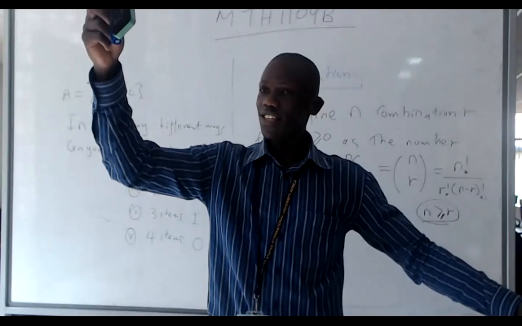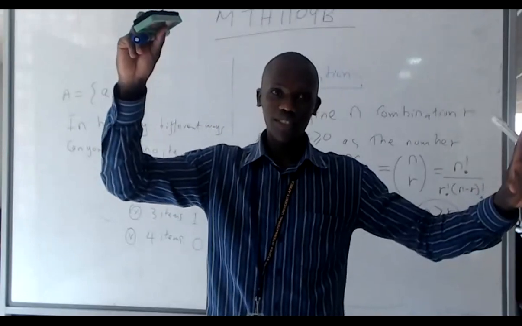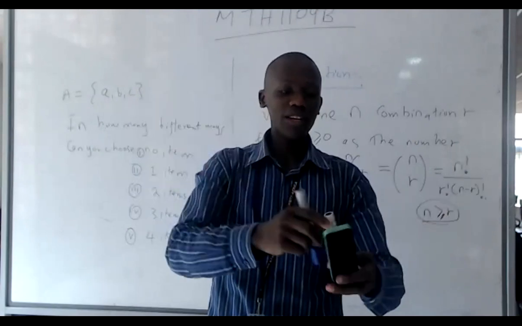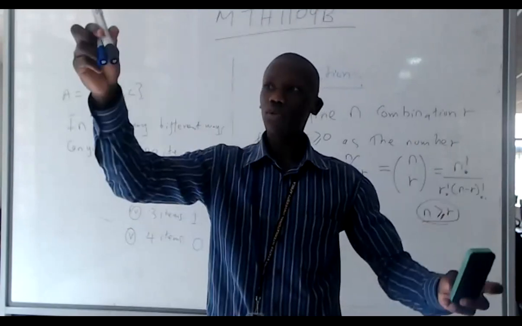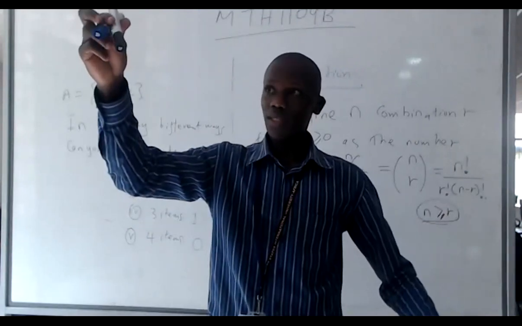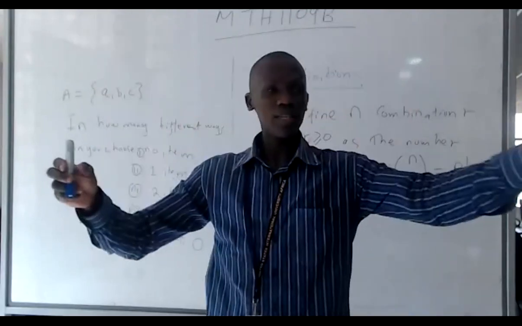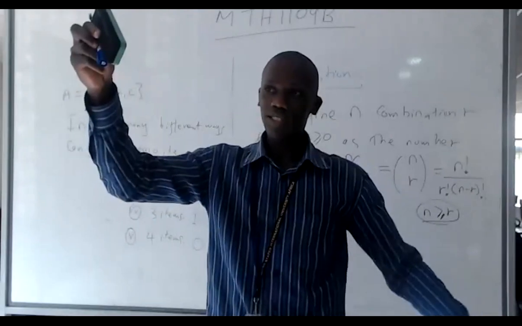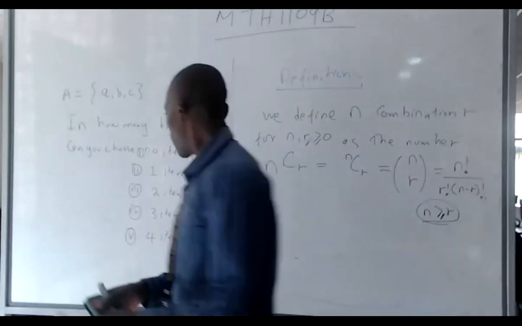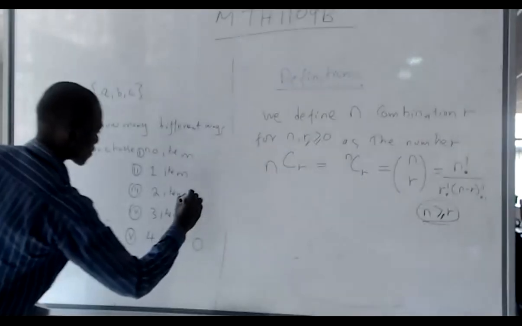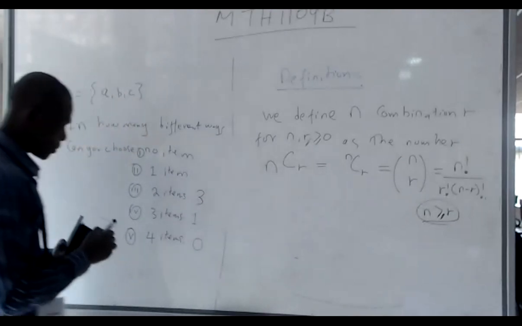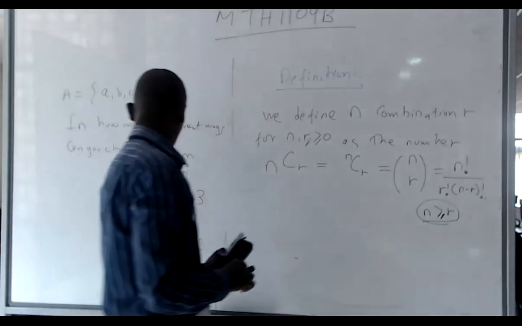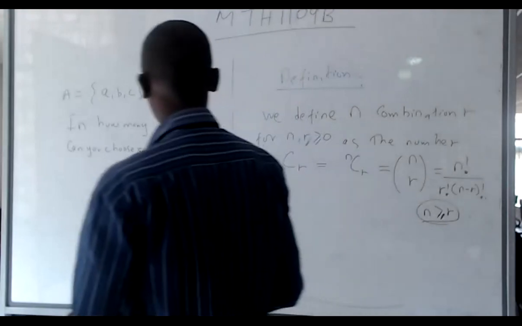Sorry? I'm only choosing 2 items. Yeah, but 3 ways. Let's do it again. First way, you take the pens. Second, you take 1 pen and the duster. Third one, you take the other pen and then the duster. So there are only 3 ways. Good.